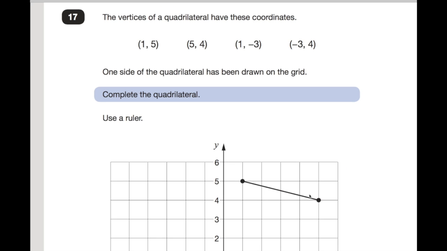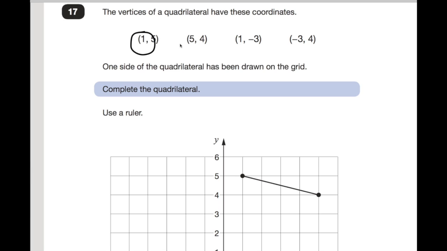For number 17, it's testing your coordinate knowledge, and it's giving us a set of coordinates here, and it's asking us to plot these coordinates onto the graph. Now it says that some have been done for us, so we have 1 along and 5 up, so that is this one here. We have 5 along and 4 up, so that's this one here.